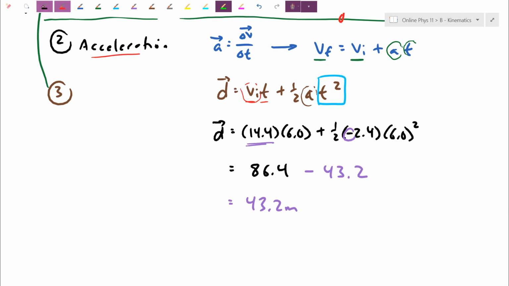All right, I'm going to prove to you one last formula. So far this is nice. I have two main formulas that work with acceleration. This one deals with VF, VI, as well as time. This one factors in the displacement aspect of it.